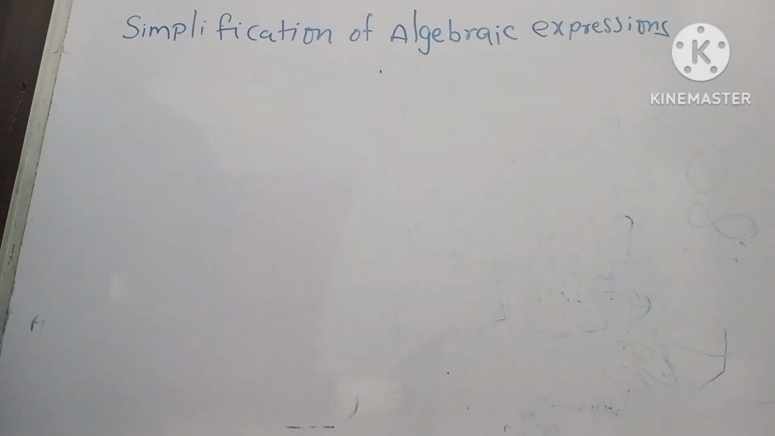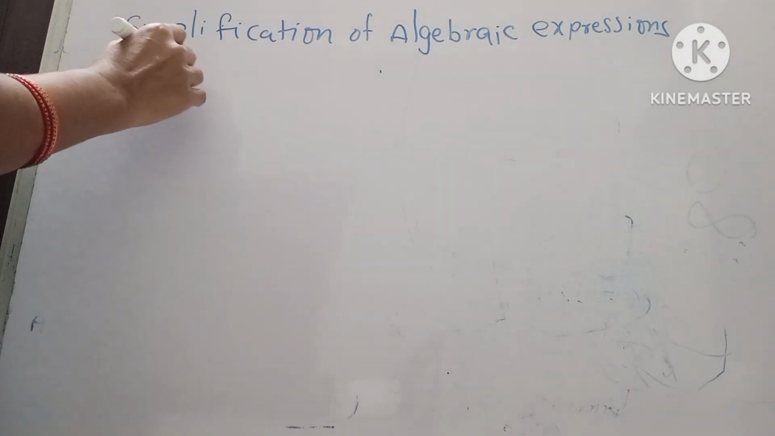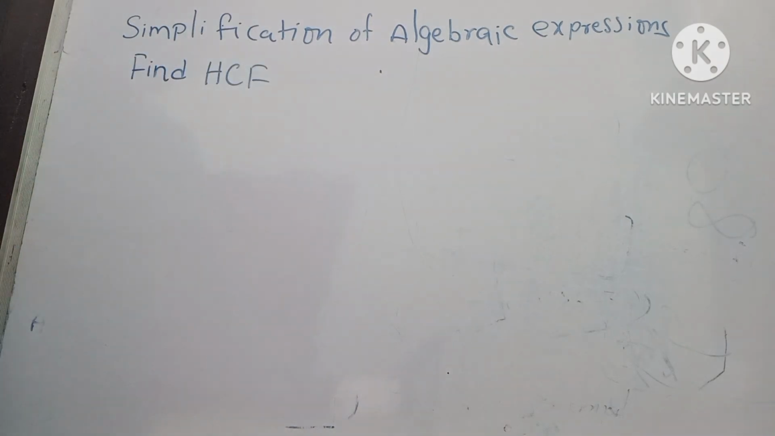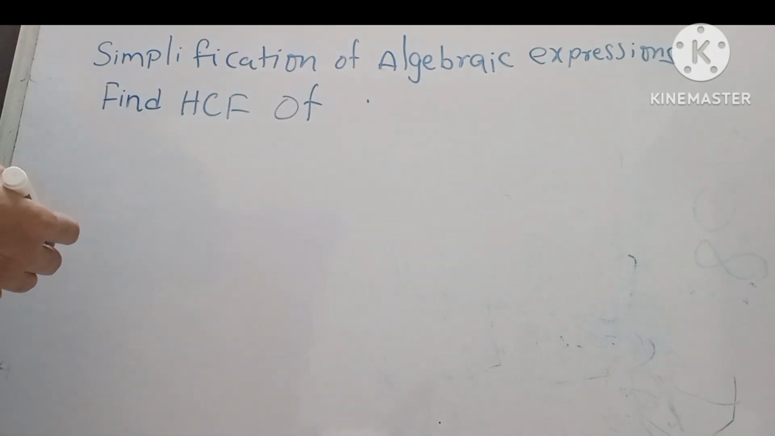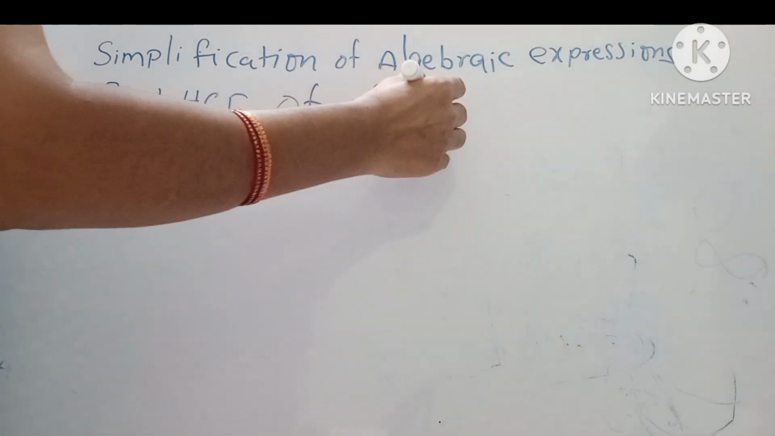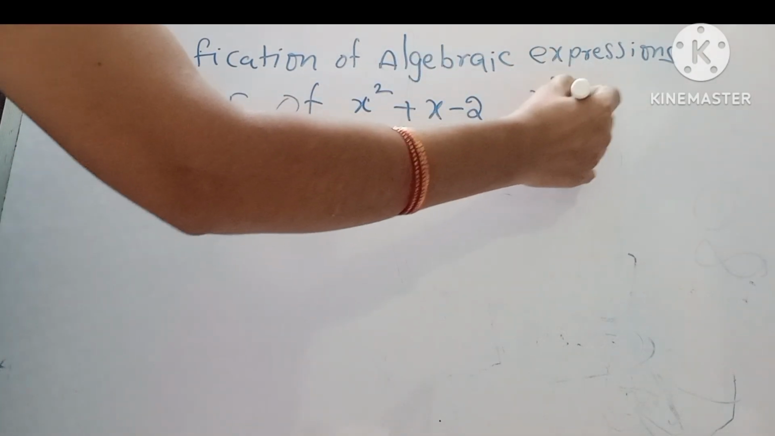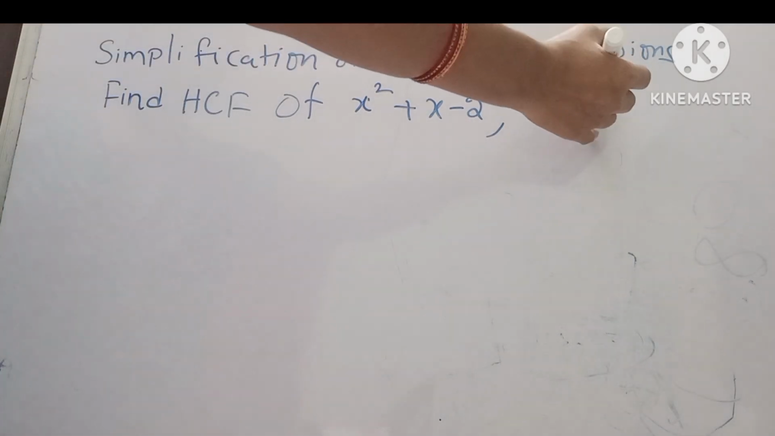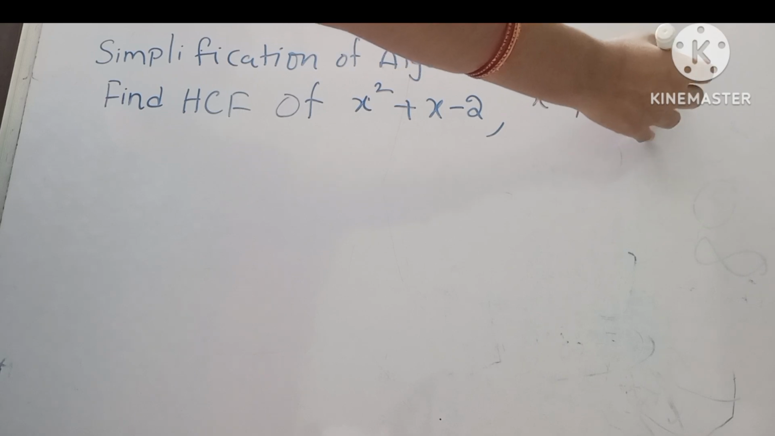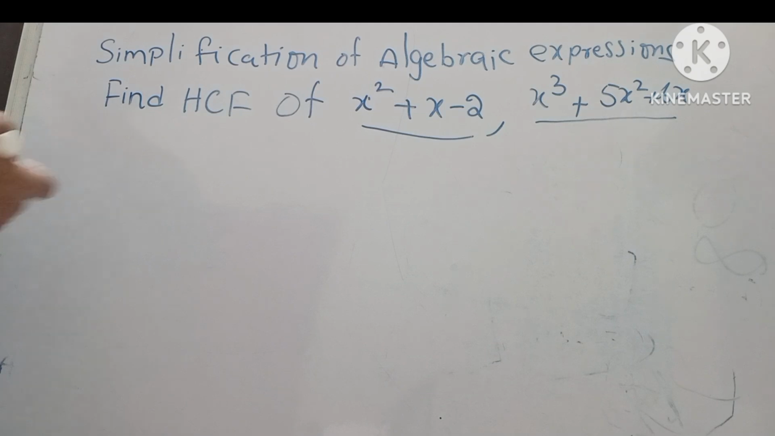And how do we find the HCF of polynomial expressions? Find the HCF of x square plus x minus 2, comma, x cube plus 5x square plus 6x. This is one expression, this is the other expression. What is the highest common factor for these two expressions?